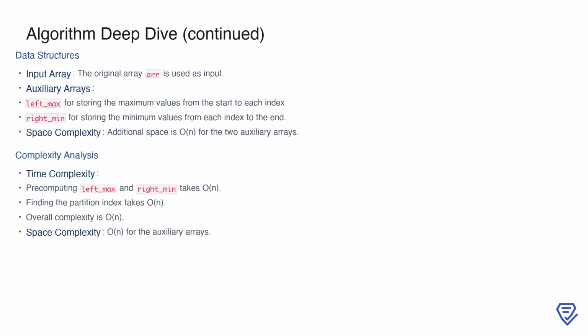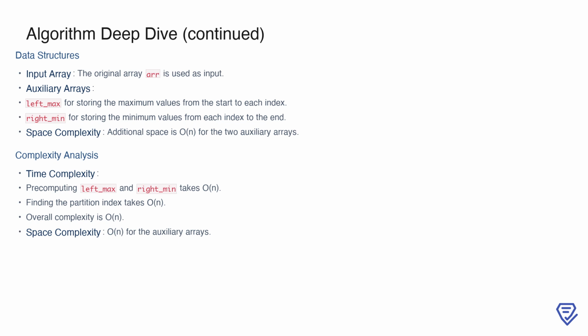To implement the optimized approach, we rely on specific data structures. The input array ARR is used as the foundation of our computation. Additionally, we utilize two auxiliary arrays, left_max to store the maximum values up to each index and right_min to store the minimum values from each index to the end. The space complexity of the solution is O(n) due to these two auxiliary arrays.